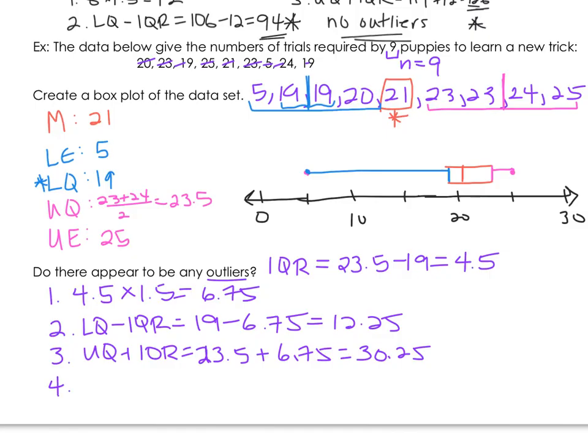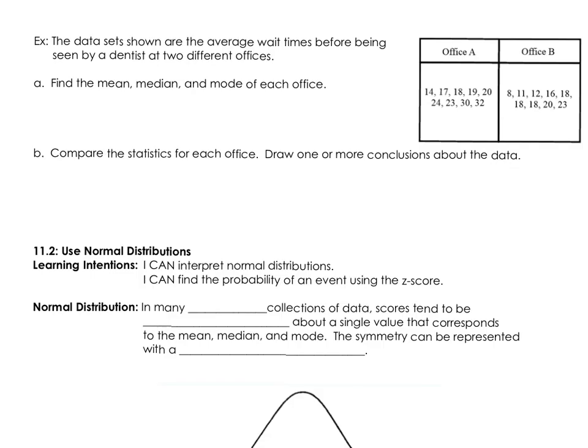So as we check for outliers, on that lower end, if I want to be below 12.25, yeah, that 5 is in fact an outlier. So the puppy who could learn the trick in 5 trials, it's a pretty smart puppy. On the other end, 30.25, there isn't anything beyond that on the right, so there are no outliers on that end. That makes 5 the only outlier in our data set.